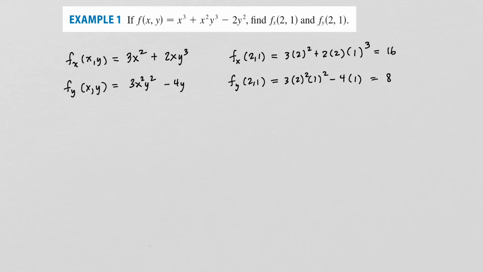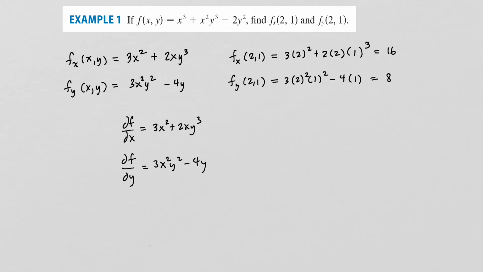And finally, let's keep in mind that I could have used different notation. I could have said the partial derivative of f with respect to x is equal to 3x squared plus 2xy cubed. And the partial derivative of f with respect to y is equal to 3x squared y squared minus 4y. So this is alternative notation. Now I chose to use this notation because that is the notation that they gave when they asked for the partial derivatives, but this is the same thing.